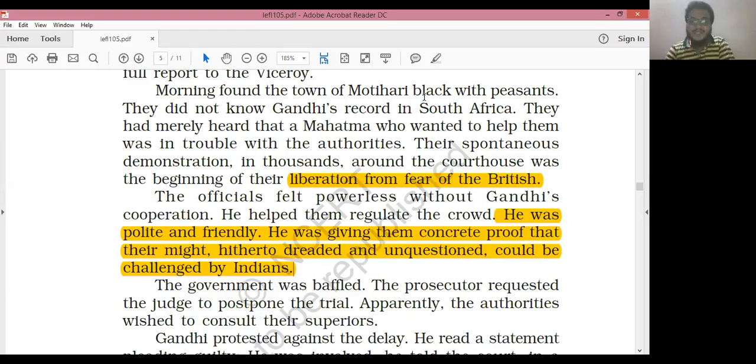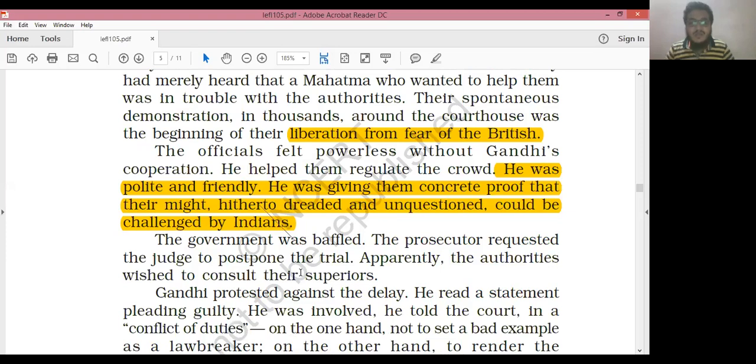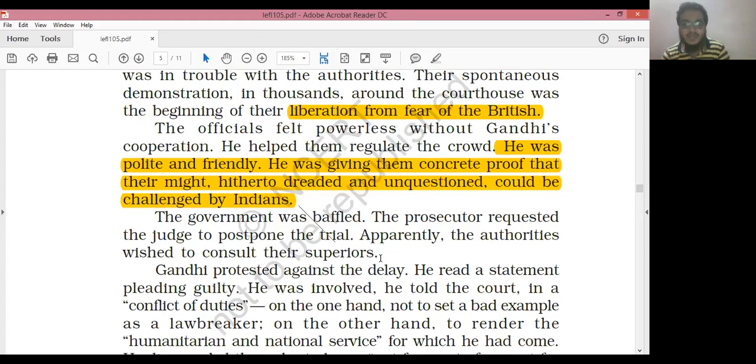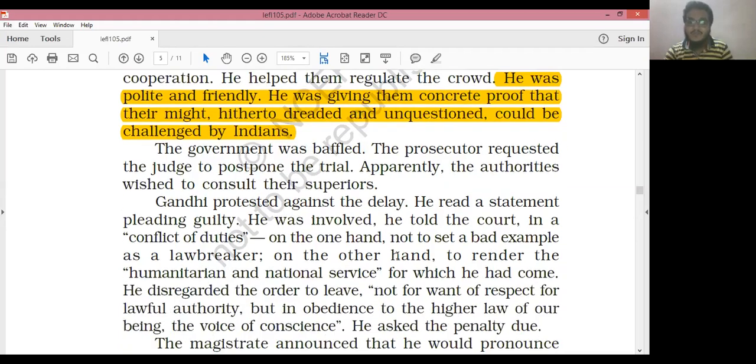Okay, students? The government was baffled and shocked. The prosecutor requested the judge to postpone the trial. The prosecutor, on the Britishers' side, said, let's postpone it and do it some other day. Apparently, the authorities wished to consult their superiors. The judge could not immediately take a decision, because the Britishers held the power, the Queen's power was there, and there were heads in the local administration. Without their decisions, even the judge could not take any decision, so he needed to consult the superiors. I hope all of you understood till here.